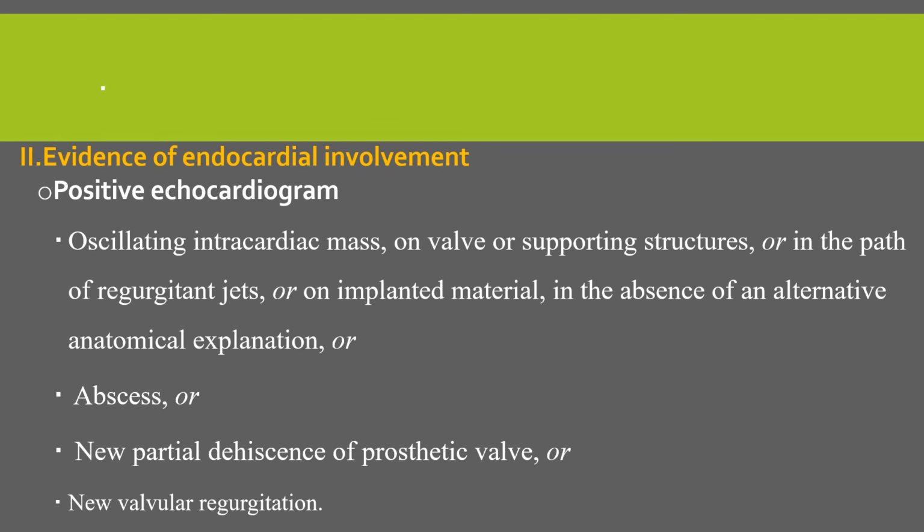And evidence of endocardial involvement is seen on echocardiography. We say positive echocardiography if there is an oscillating intracardiac mass on a valve or supporting structure, or in the path of regurgitant jets, or on implanted material in the absence of an alternative anatomical explanation, or presence of abscess, new partial dehiscence of a prosthetic valve, and new valvular regurgitation can all meet positive echocardiography, and this is the major criterion.